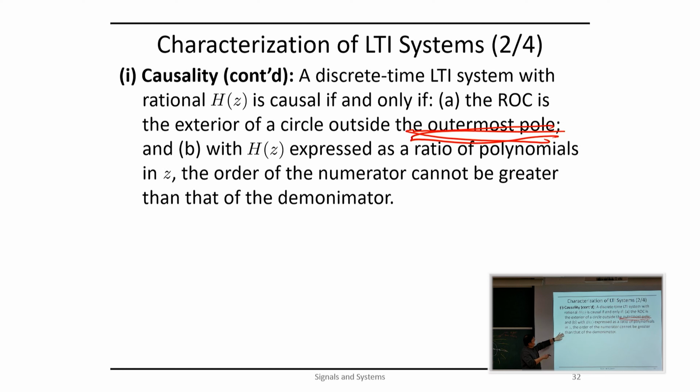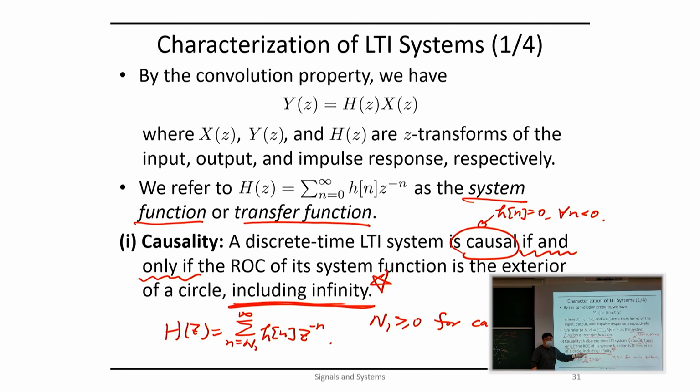So this is saying that this system is rational if and only if the ROC is the exterior of a circle outside the outermost pole, and when you express H of z as the ratio of two polynomials, the order of the numerator polynomial cannot be greater than that of the denominator polynomial. And this statement is actually the same as this statement.